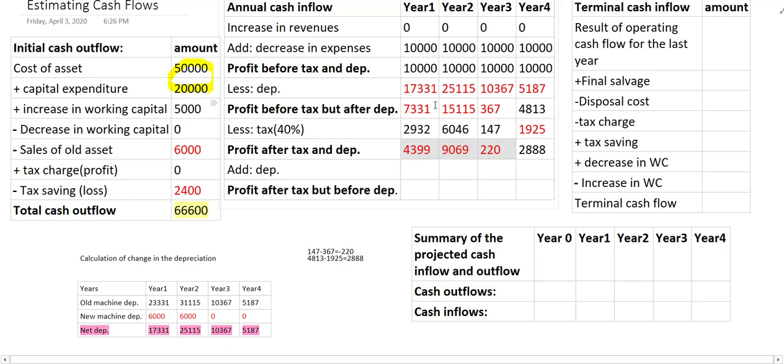Now we have to add once again the amount of depreciation. How much depreciation have we calculated? So mention the amount of depreciation for each of them. First year, this was the amount of depreciation. Second year, this was the amount of depreciation.